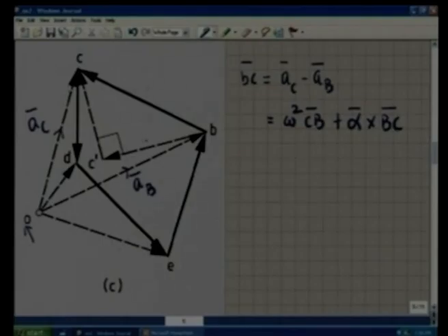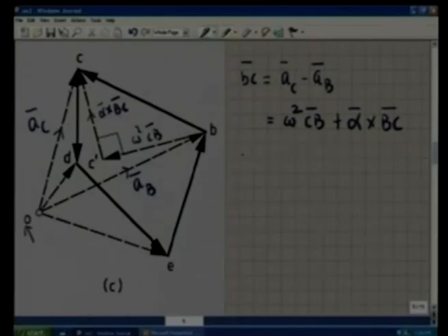As we see, BC prime is omega square CB and C prime C, this vector is alpha cross BC. Summation of these two vectors gives me the vector BC. It is easy to see because this vector is parallel to BC and alpha cross BC is perpendicular to BC. These two vectors are at right angles to each other as seen here.